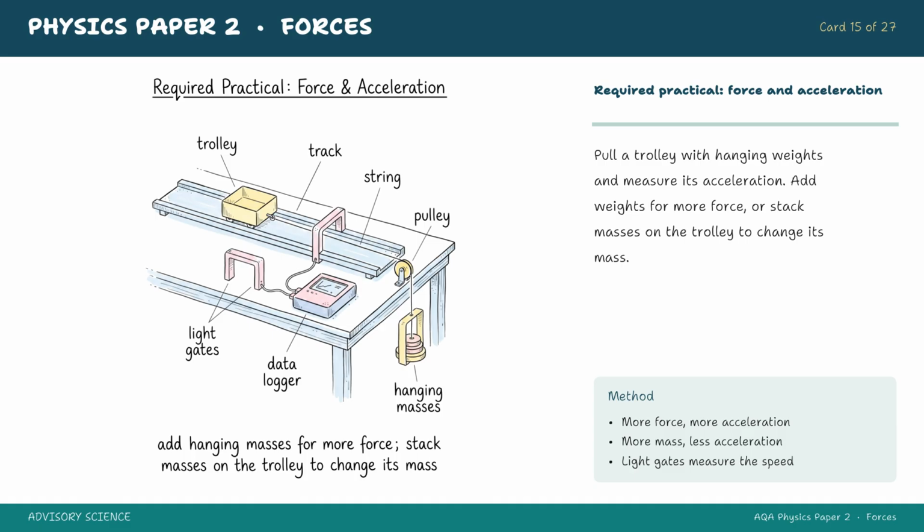The acceleration is how fast the car speeds up. We don't use humans with stopwatches because they're too slow. Instead, we use two light gates like high-tech speed cameras. One measures the car's speed at the start, and the other measures its speed at the end. The computer calculates exactly how fast the car accelerated between the two gates. And this is the whole setup. You're just changing the force or the mass, letting the trolley roll and letting the light gates measure the speed.